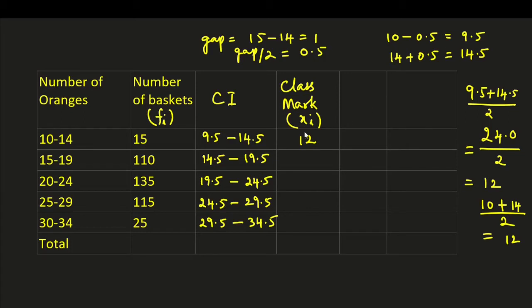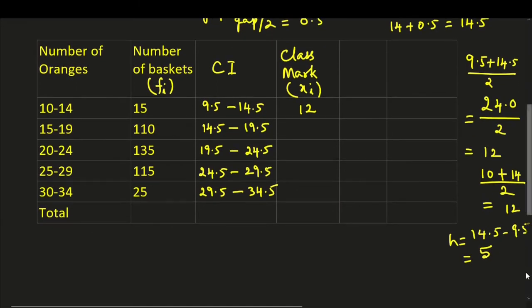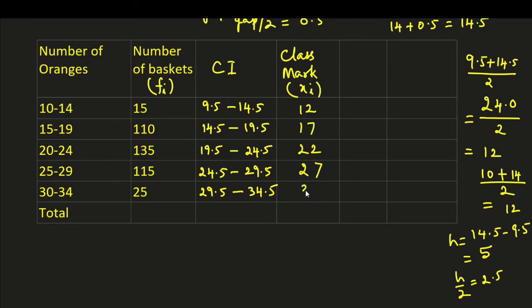Here the h value for this is 14.5 minus 9.5, we get h value as 5. Then h by 2 is 2.5. Add 2.5 to the lower boundary, we'll get the class mark. So here we get 12, and adding 5 each time, 17, 22, 27, 32. These are class marks.